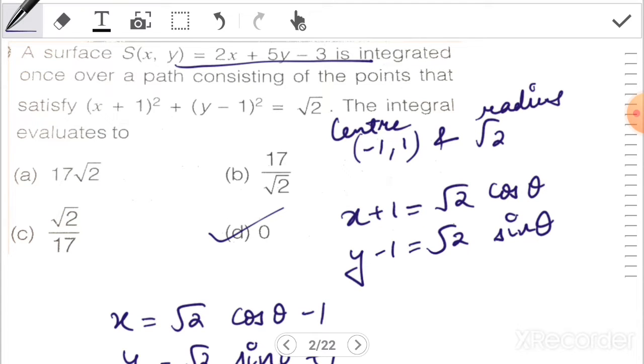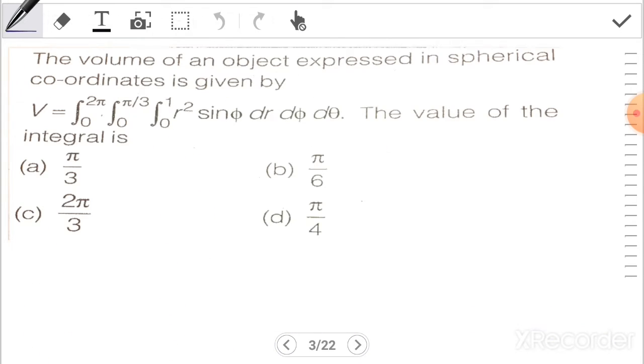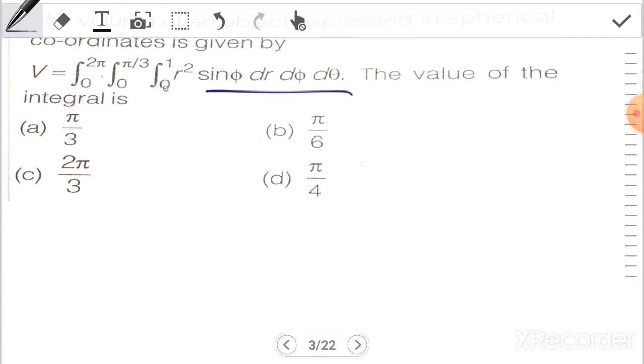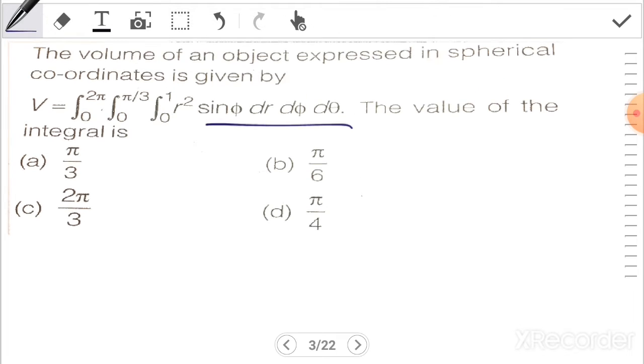Okay, now let us go to the next problem. The volume of an object expressed in spherical coordinates is given by V equal to the value of the integral. See, this is given in spherical coordinates, and also the limits are constant. Notice that the limits are constant. So for constant limits, it hardly matters whether you first integrate with respect to r or theta or phi.